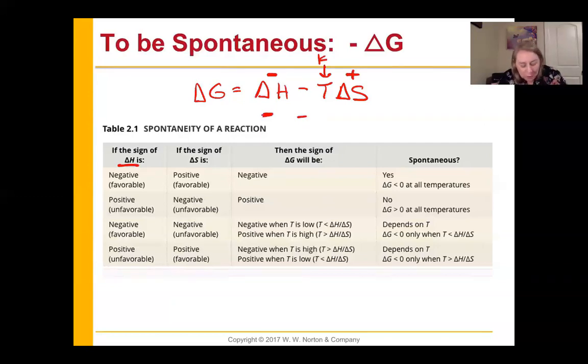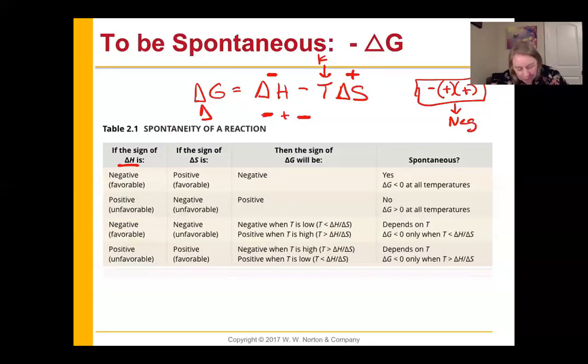So really you have to look: you have a negative in front of a positive times another positive. So if you put all that together, you're going to end up with a negative number. So you have a negative plus a negative, which makes delta G negative. So that's spontaneous. It doesn't matter what temperature this reaction is going to be at.